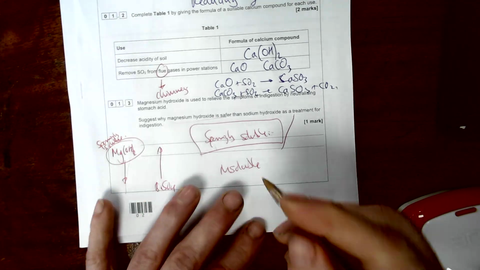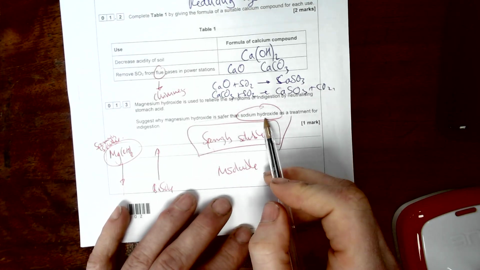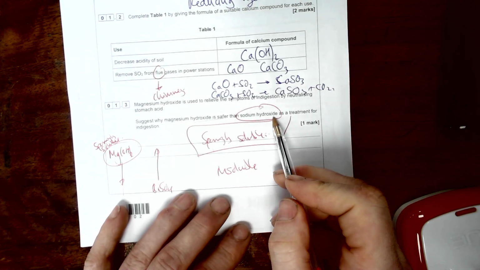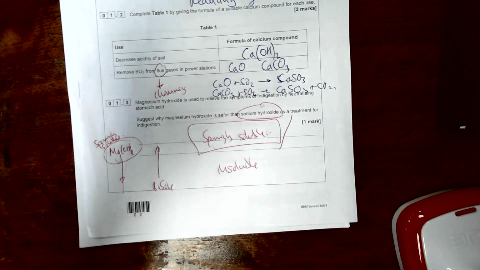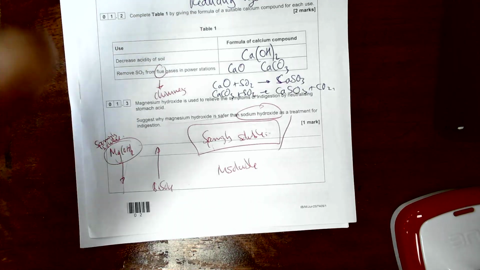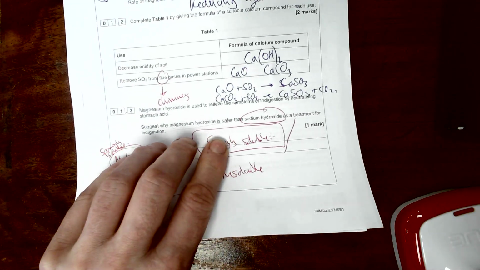And the reality of this, if you ate some sodium hydroxide, it would dissolve in your esophagus and it would start to irritate your esophagus. What you want is to eat this magnesium hydroxide. It makes its way all the way into your stomach where it reacts with the stomach acid in there. It reacts in the stomach. So anyway, the answer is sparingly soluble.